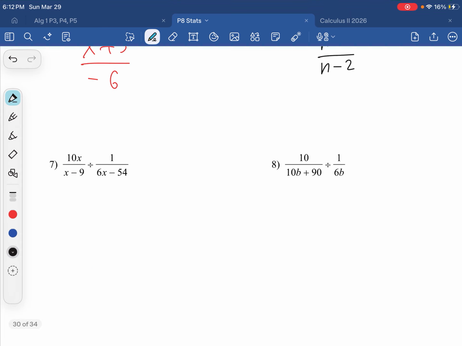When we divide, we're going to multiply by the reciprocal, so I'm going to rewrite this as 10x minus 9, and I'm multiplying by 6x minus 54 over 1.